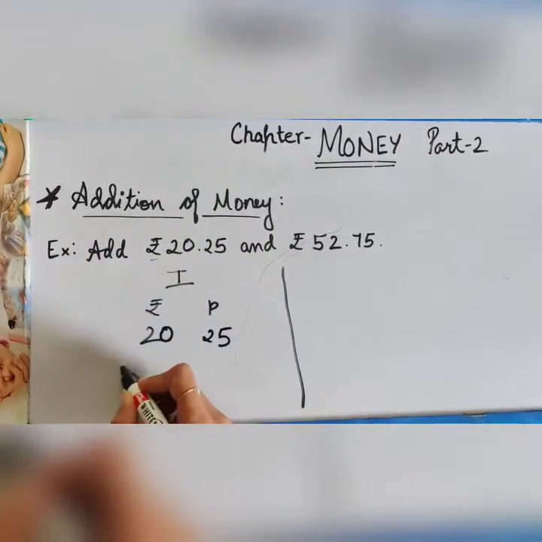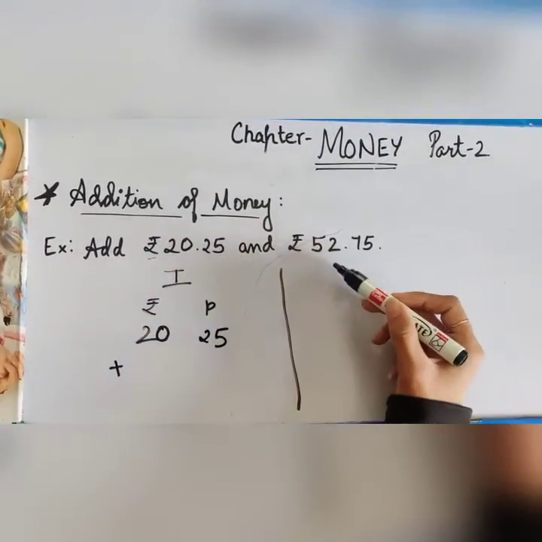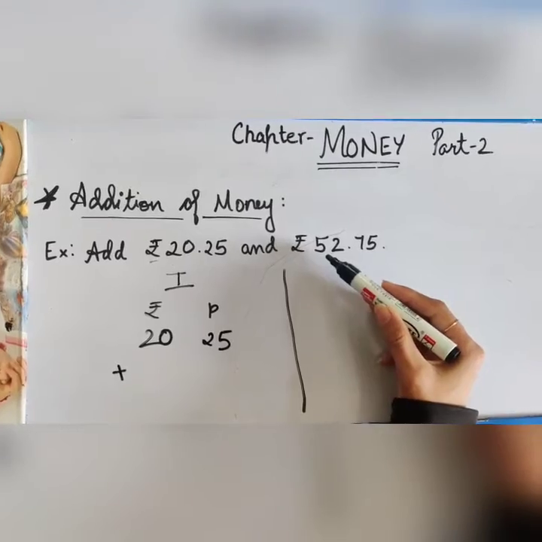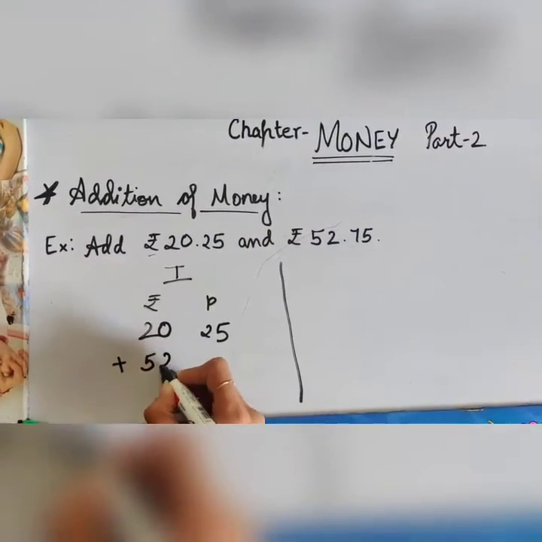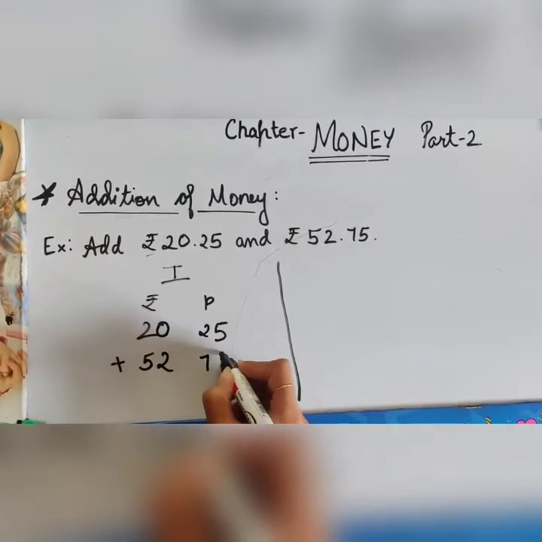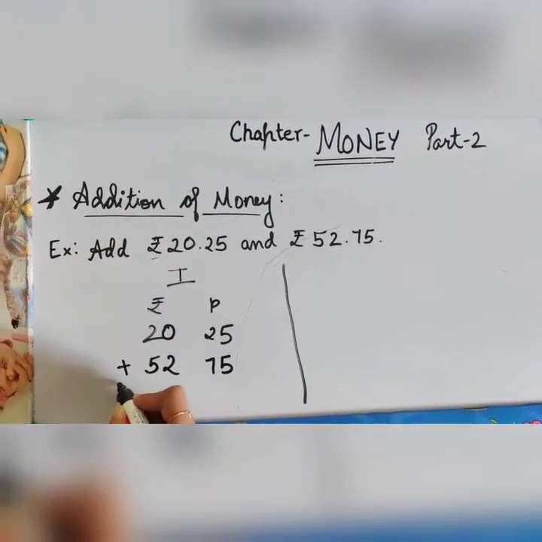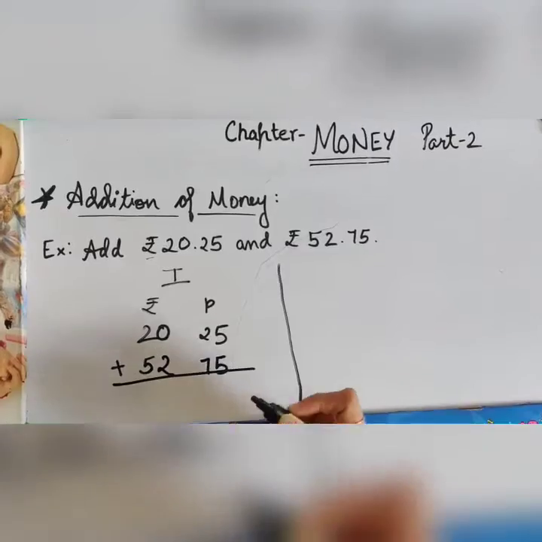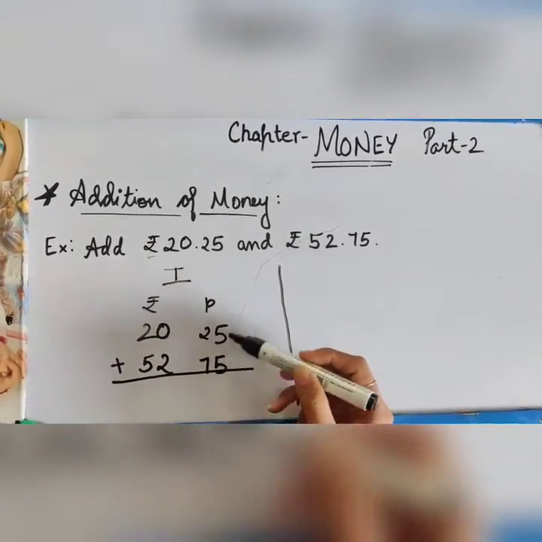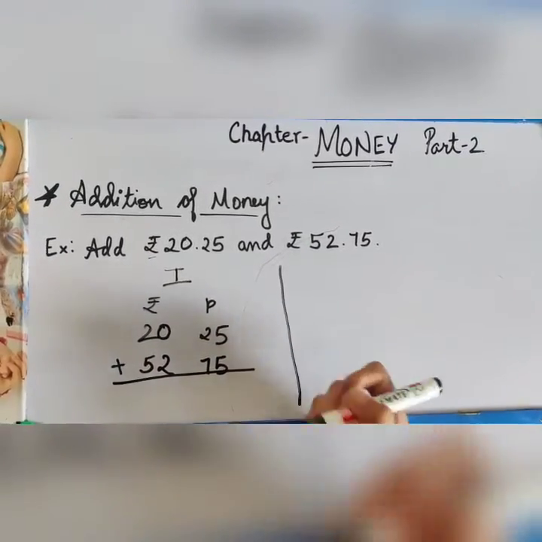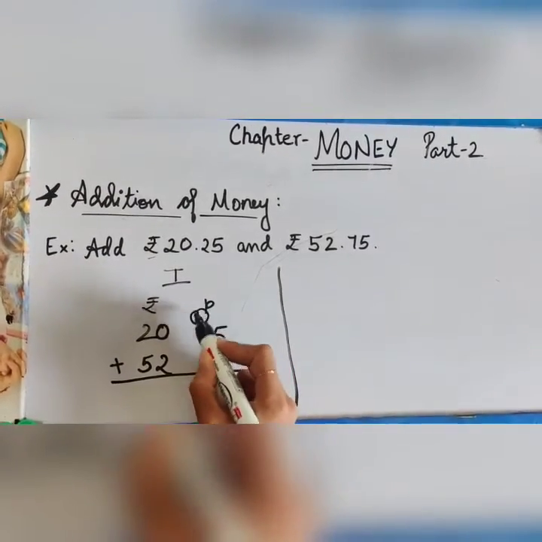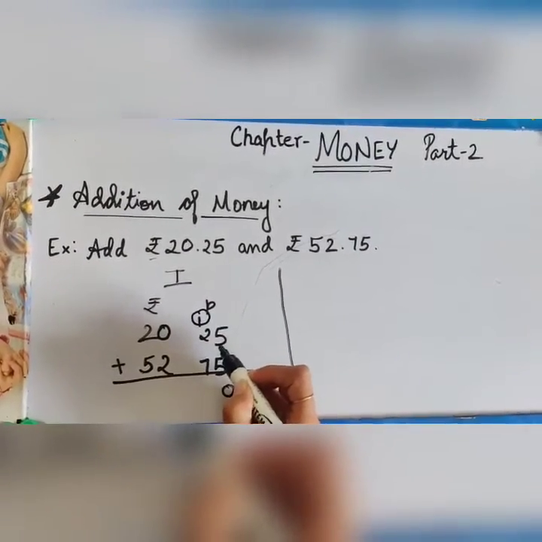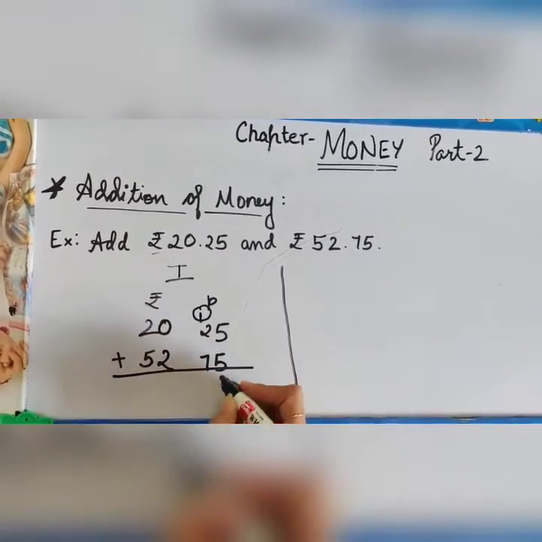Now we will put the sign of addition first, then we will write the second number. It is rupees 52, 75 paise. So 52 will come below 20 and 75 below 25. Now we will start our addition. Remember, we always start with the rightmost column. So 5 plus 5, 10, 0 will come here and 1 carry over. 1 plus 2, 3, 3 plus 7, 10.